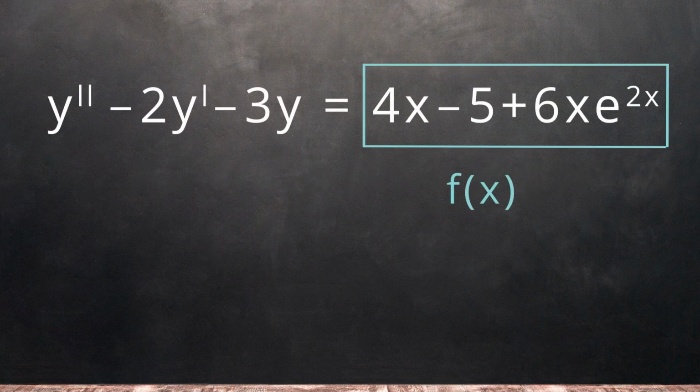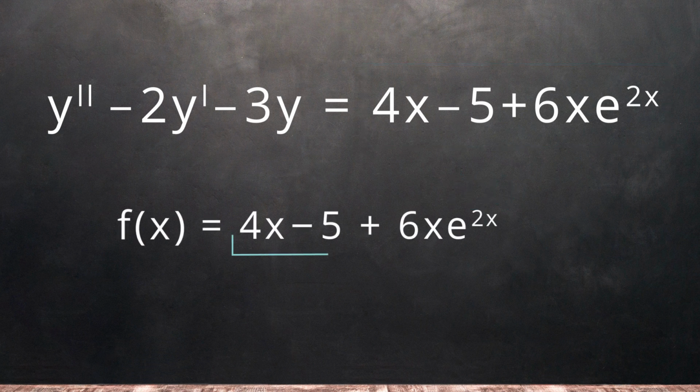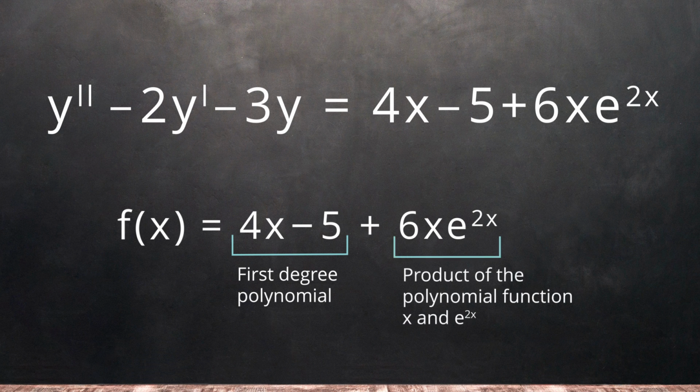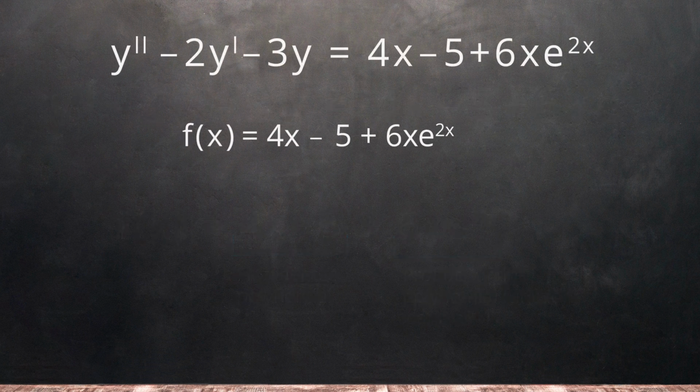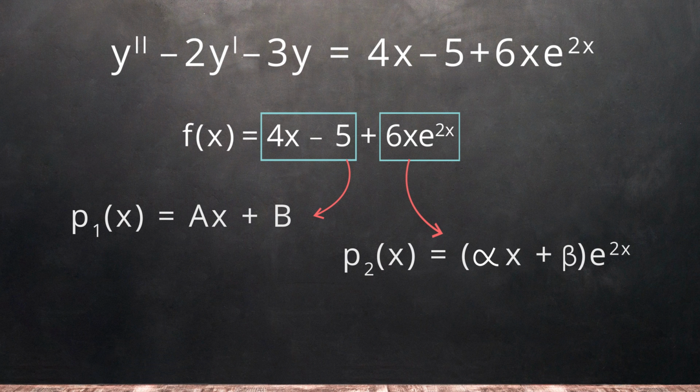As we can see, f of x has more than one term. The first two terms make up the first-degree polynomial function 4x minus 5, and the third term is a product of the polynomial function x and e to the power of 2x. The function 4x minus 5 corresponds to the general particular solution ax plus b, and the function 6x times e to the 2x corresponds to the general particular solution alpha x plus beta times e to the 2x.